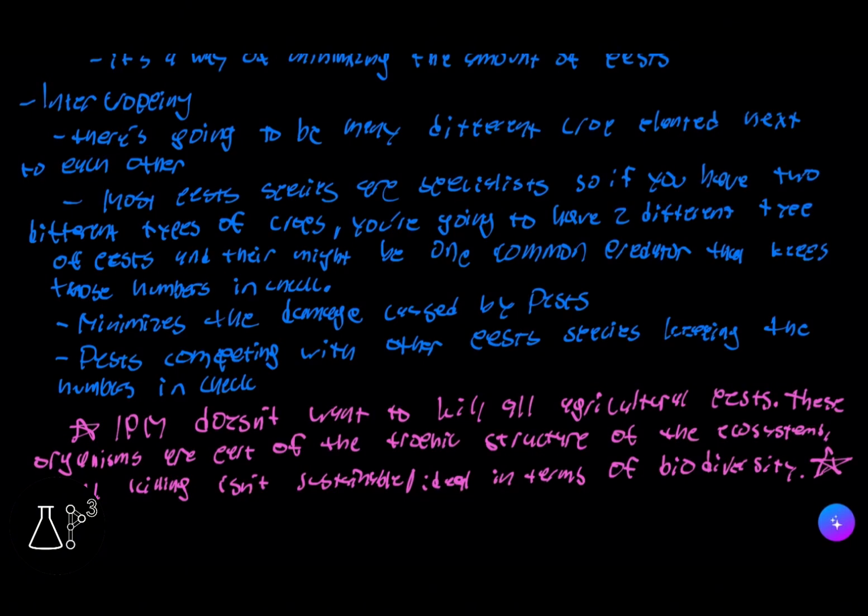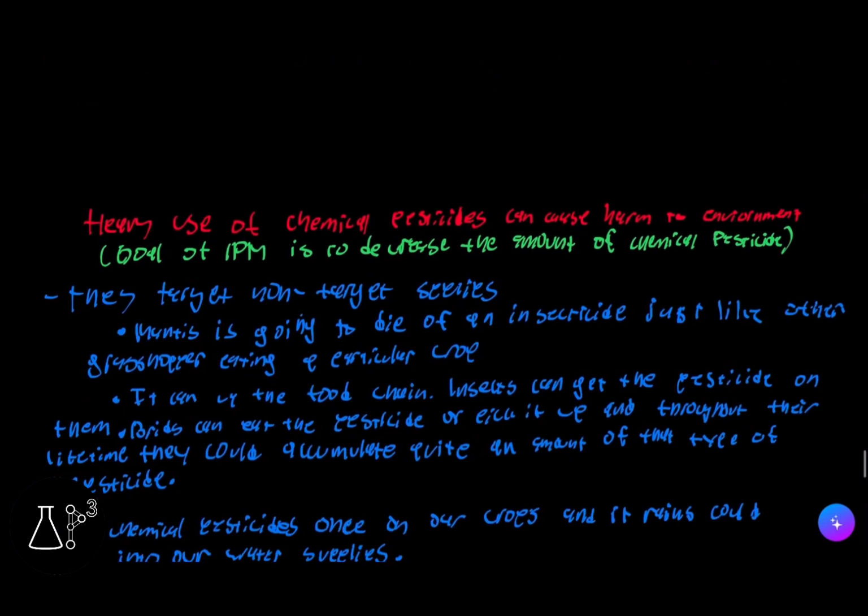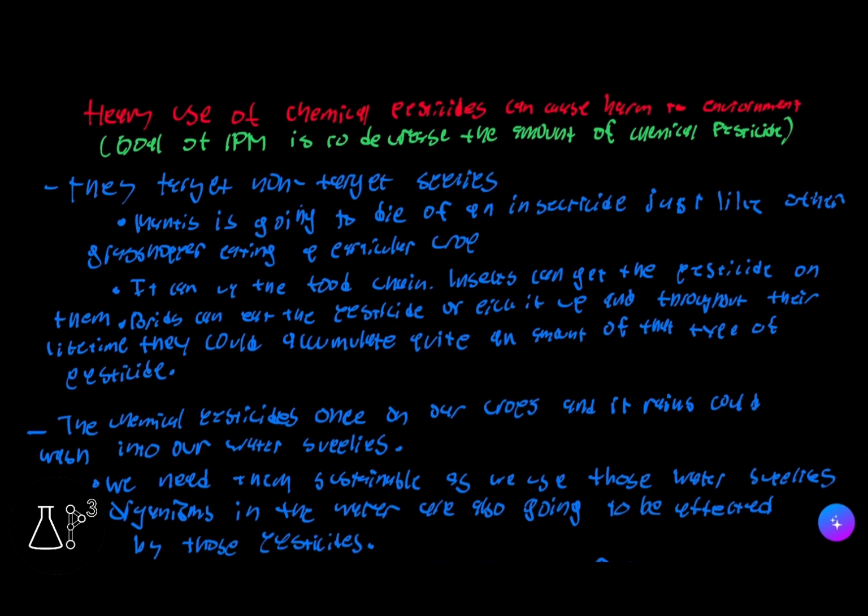Now, IPM doesn't want to kill all agricultural pests. These organisms are part of the trophic structure of the ecosystem, and killing them isn't sustainable or ideal in terms of biodiversity. So, the heavy use of chemical pesticides can cause harm to the environment. The goal of IPM is to decrease the amount of chemical pesticides used, because we went over how they can also hurt target and non-target species, and there are a lot more problems.